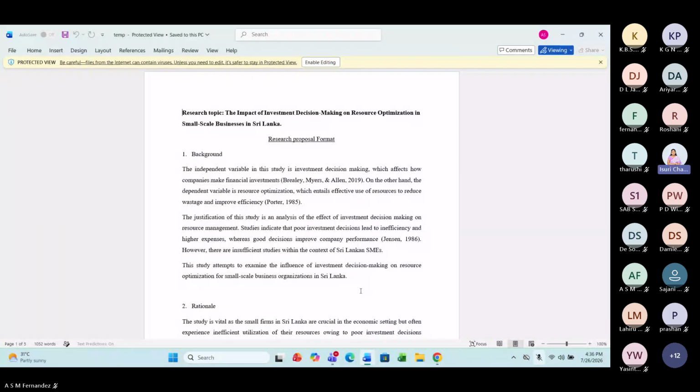Operationalization also correct. Unit of analysis also correct. Convenience sample, sampling technique, very good. Good. Yeah, this is enough for you. Good presentation. Good report. Very good.